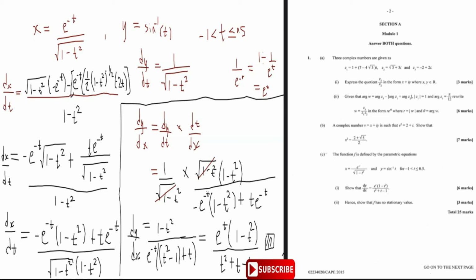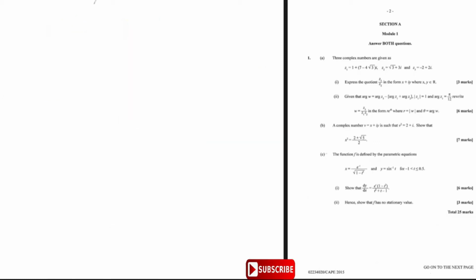Now it says, hence, show that f has no stationary value. Now this is a unit 1 concept. What do we know about stationary value? At a stationary point, dy by dx equals 0. So first we need to find the stationary point by solving dy by dx equals 0.